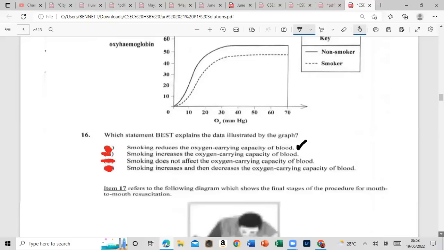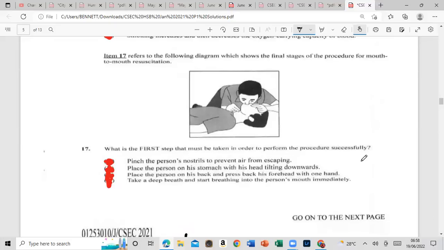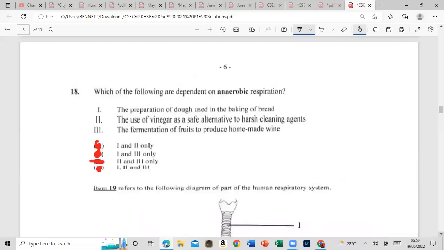All right, so let's move on to 17. Item 17 refers to the following diagram, which shows the final stage of a procedure of mouth-to-mouth resuscitation. What is the first step that must be taken in order to perform the procedure? Pinch the person's nostrils to prevent air from escaping. Place the person on his stomach, with the head tilting downwards. Place the person on his back and press back his forehead with one hand. Everybody should learn this, guys. Everybody should learn to give mouth to mouth. You never know. It's the real thing.